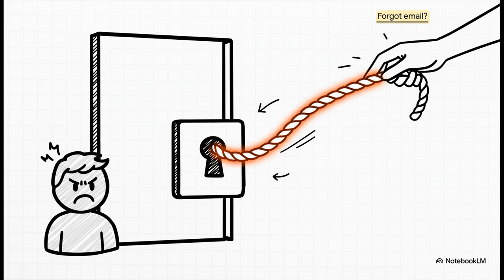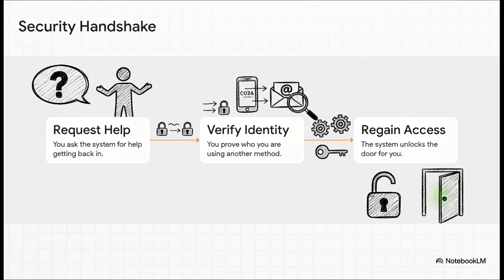Because we've all been there, right? That moment of sheer panic when your key doesn't work. This little link is like a calm voice saying, hey, don't worry, I got you, I can help. So when you click that link, it doesn't just magically give you access. No, it kicks off what you can think of as a security handshake. First, you say, hey, I need help. Then, the system comes back and asks you to prove it's really you, maybe with a code sent to your phone. And only after you've proven you're the real owner, then the door unlocks.